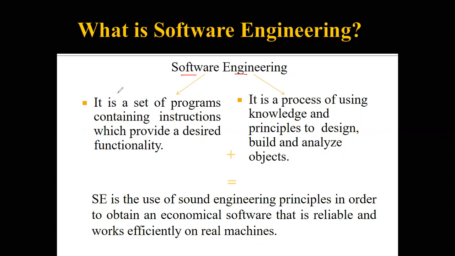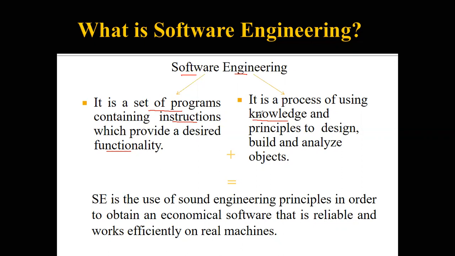The definition of software, as we very well know, is that software is a set of programs that contains instructions so that you can achieve a specific functionality. If you want some task to be fulfilled, you write some instructions within the program. When the program gets executed, that specific task is going to be fulfilled. That is software. Whereas engineering is a process of using knowledge.